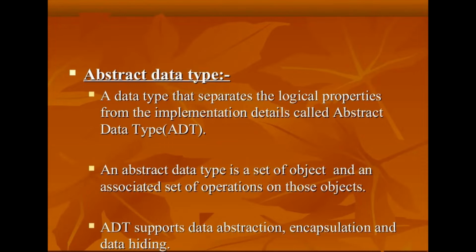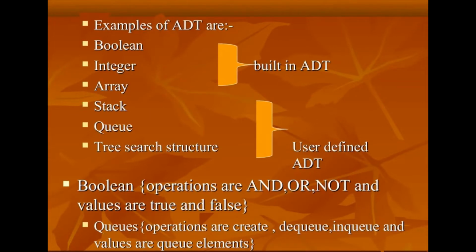Now when you are declaring any member variable or member function, you need to declare it with a data type. The data type separates the logical properties from the implementation detail, which is called an abstract data type. An abstract data type is a set of objects and an associated set of operations on these objects, and that will support data abstraction, encapsulation and data hiding.